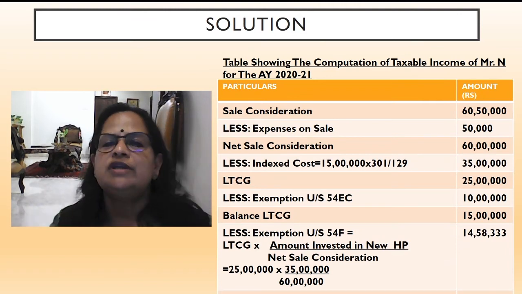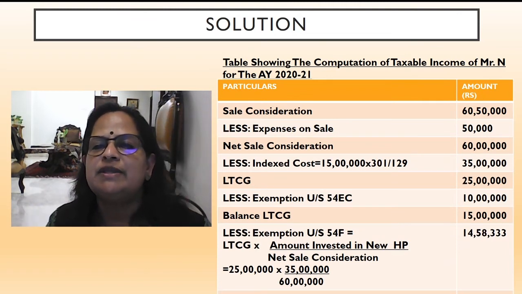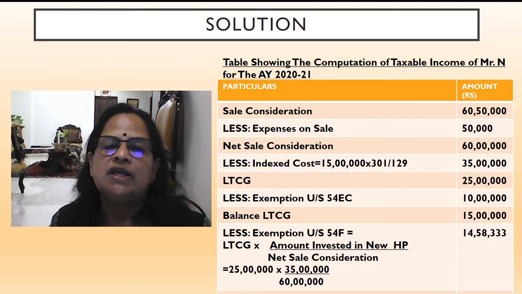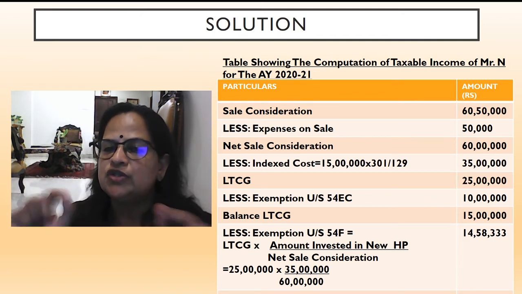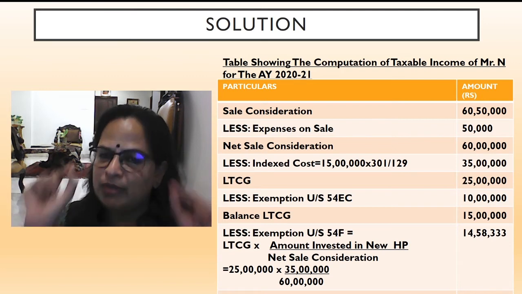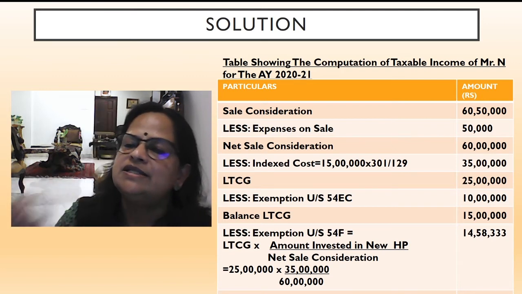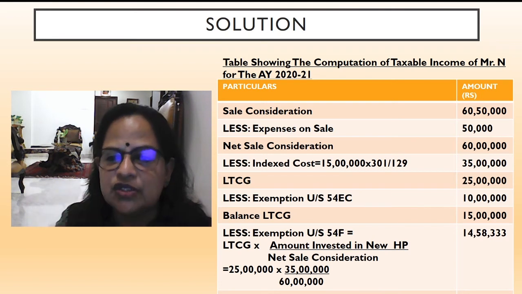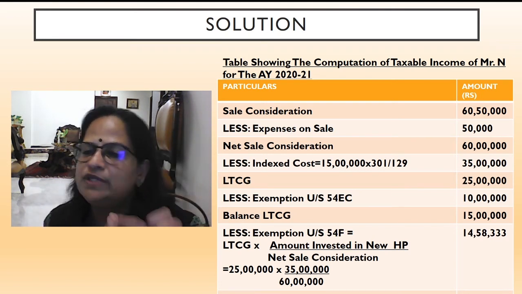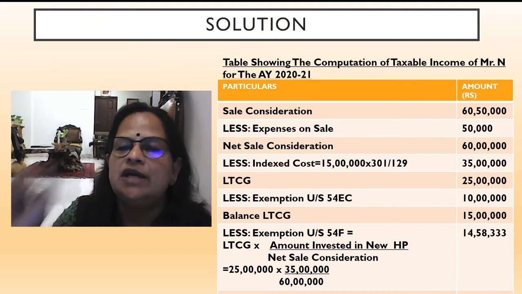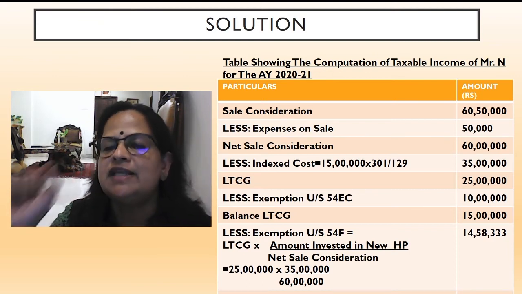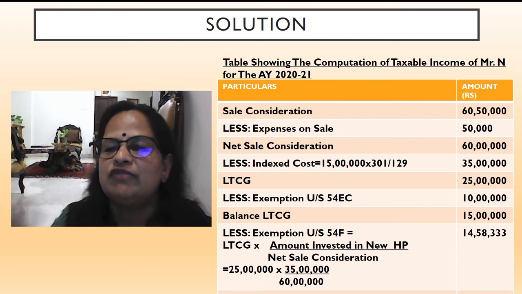Now solution, table showing the computation of taxable capital income of Mr. N for the assessment year 2021. Sale consideration 60 lakhs 50,000. Less expenses on sale 50,000. I told you, expenses on sale, whether it is there or not, you remember to write that. Net sale consideration 60 lakhs. Index cost is 15 lakhs he used for purchasing, into 301 divided by 129, you will get 35 lakhs. Long-term capital gain is 60 lakhs minus 35 lakhs, you will get 25 lakhs.